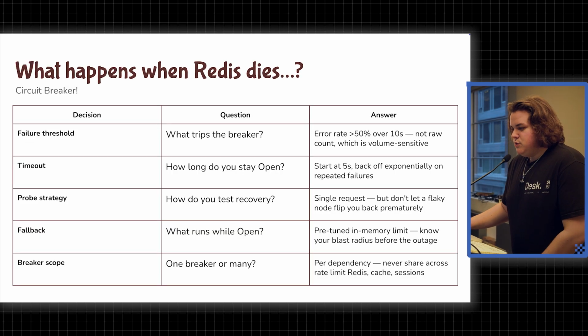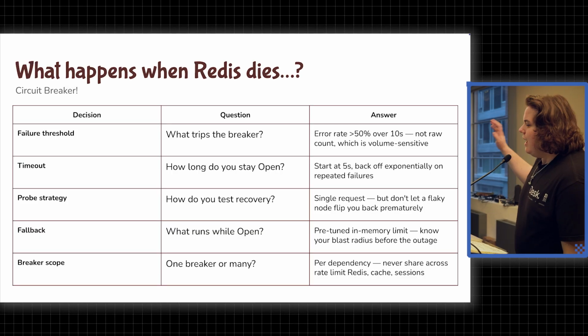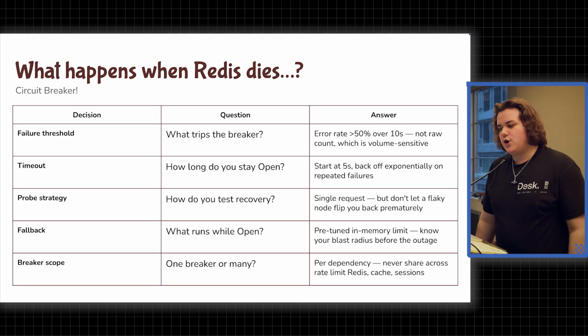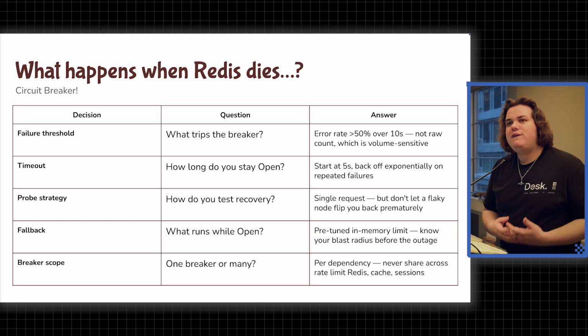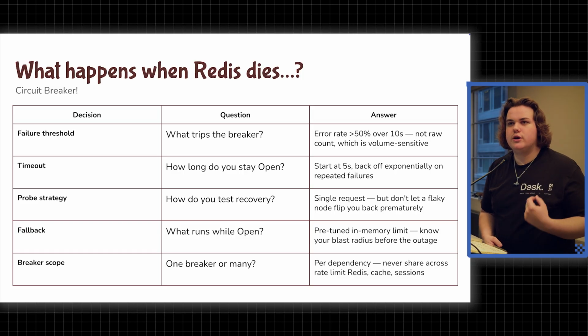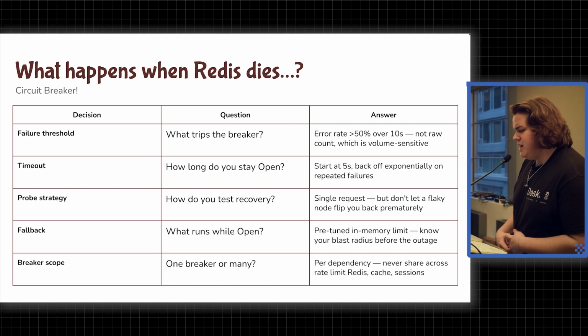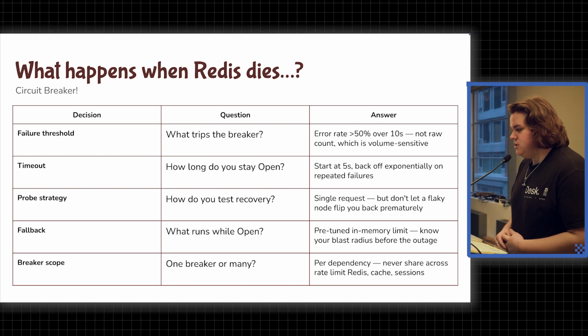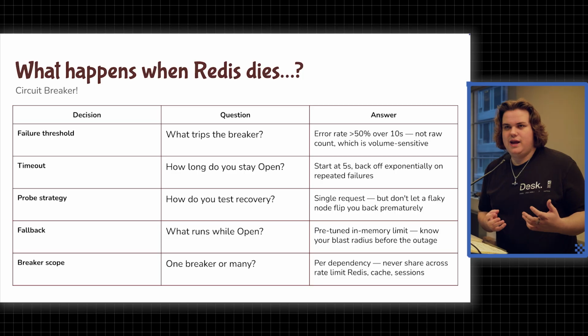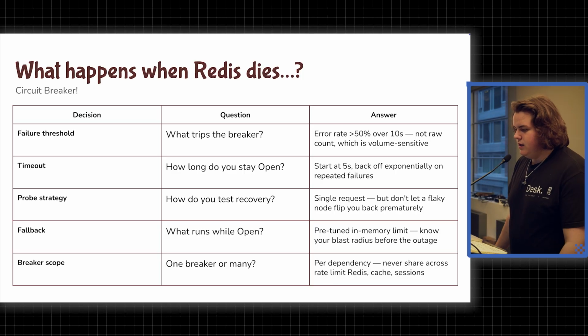The alternative to this would be to use a circuit breaker. You have five questions to ask yourself when designing your circuit breaker, however. What would be your failure threshold? What will trip the breaker into going into effect? For our answer, we can say that we would use an error rate of more than 50%, because using a raw count is volume sensitive and is not a great metric.